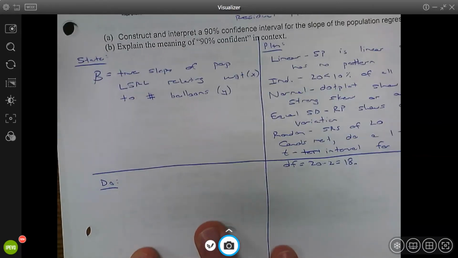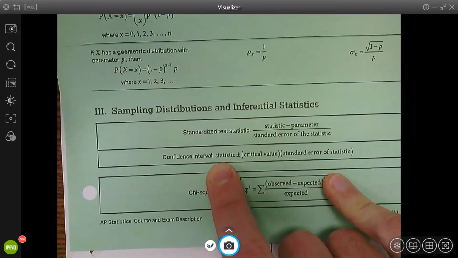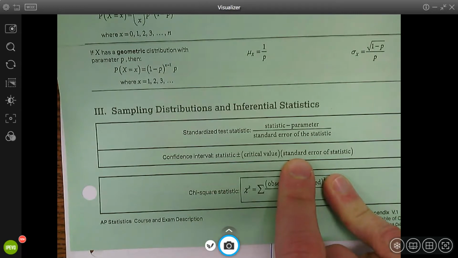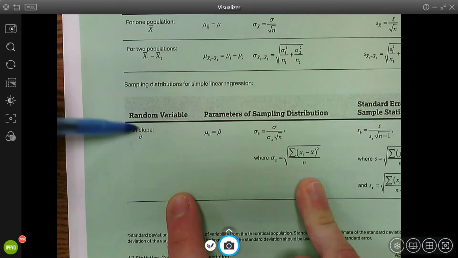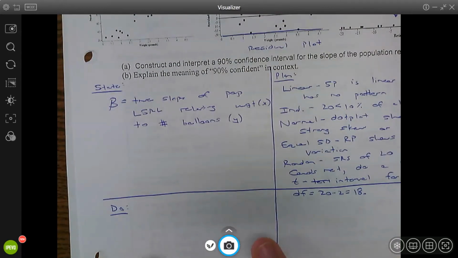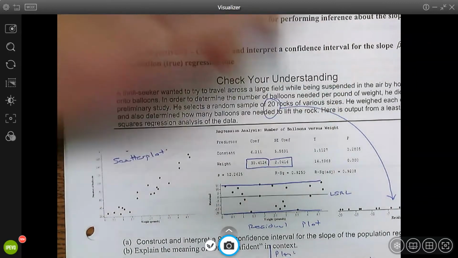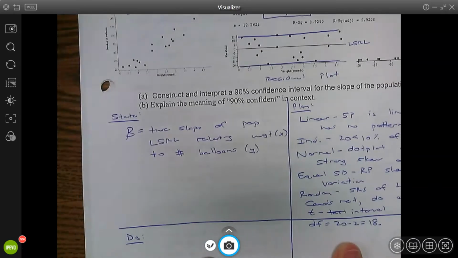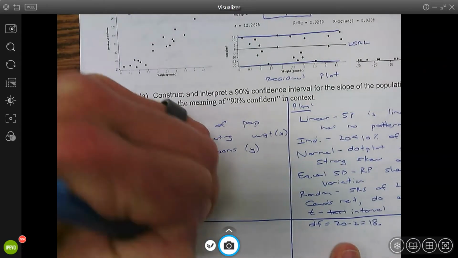On to the do step. This has the same structure that every confidence interval we've done has had. So taking the formula sheet here, it's your statistic plus or minus your critical value times your standard error. So your statistic on your formula sheet is b, the sample slope. So I can get that right from the regression output. There's my sample slope. And there's the standard error of the slope. So I have two of the three things that I need. So it's going to be 30.4126 plus or minus.